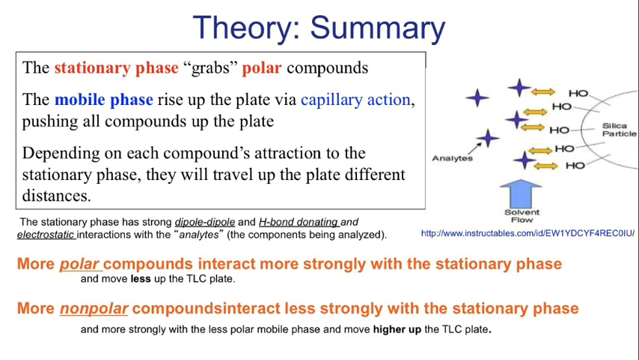Our stationary phase is what's going to grab our compounds, and ultimately it's going to grab our polar compounds and hold them tighter. Our mobile phase is going to move across our stationary phase and just push everything, again, with the same force, and it's going to move through our stationary phase via capillary action. Depending on how our compound is attracted to the stationary phase, it's going to travel a slightly different distance than another compound. The more polar our compound, the more strongly it interacts with the stationary phase, which would mean it wouldn't move very much.